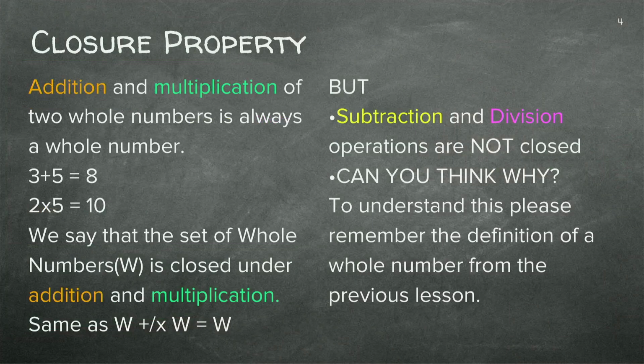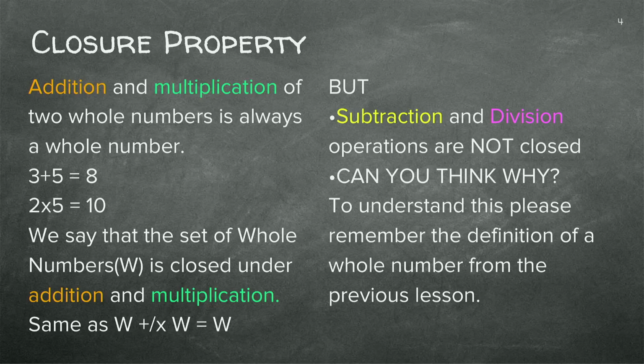Addition and multiplication of 2 whole numbers is always a whole number. So remember what we say, what is a whole number, right? Numbers from 0 to infinity. So what this property is saying, that if we add 2 whole numbers, or if we multiply whole numbers, multiply is just making the numbers bigger faster, right? If we multiply or add numbers, we will always end up with another whole number. So that's really almost obvious, isn't it?